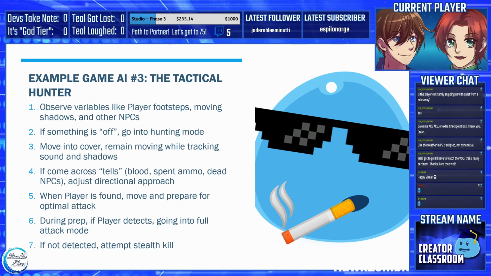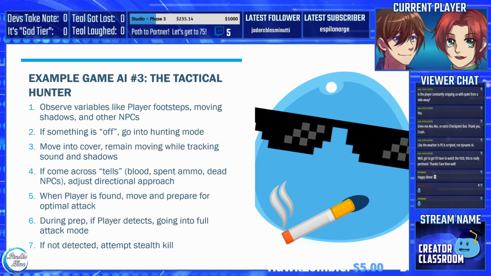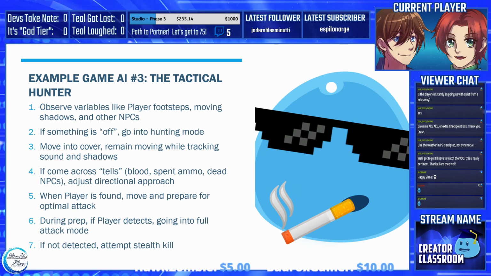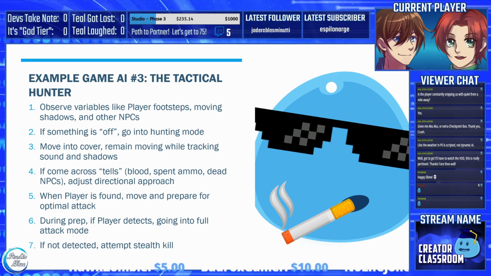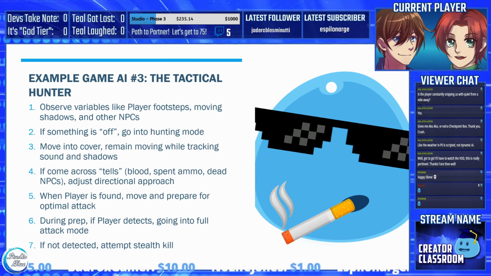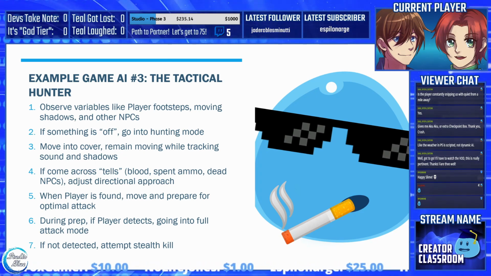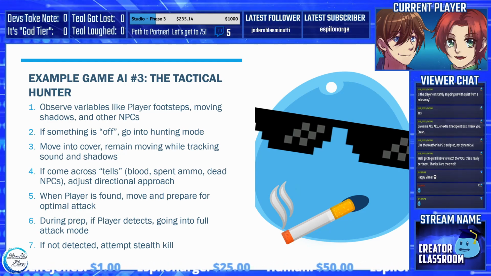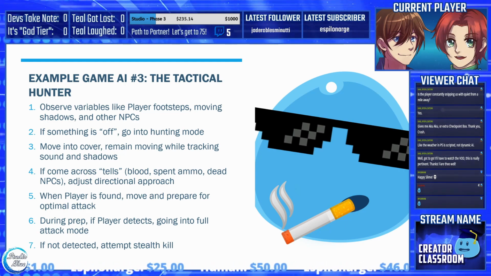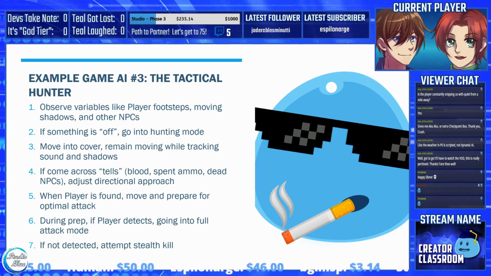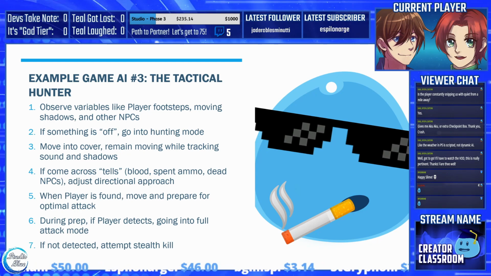So if it comes across certain tells, like blood on the grass, spent ammo casings, if such a thing exists, or dead NPCs, then adjust the directional approach. And this is why in good games like Metal Gear Solid, you could technically fool a base by killing someone and moving the dead body to another place. Oh, yeah. Because this kind of tell could confuse an AI like the tactical hunter.